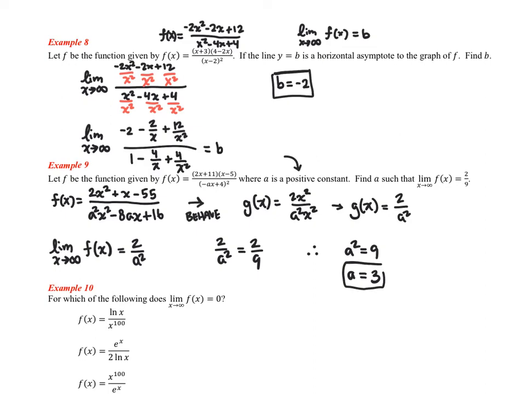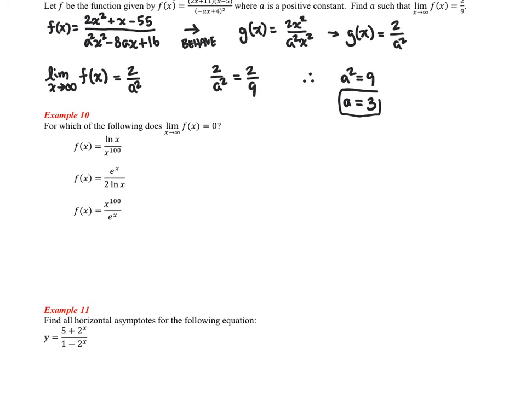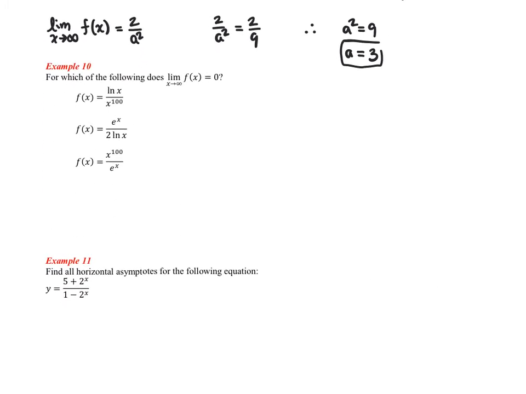Okay, let's take a look at the last two examples here. Number 10, it says, for which of the following does the limit as x approaches infinity of f of x equal 0? So what I'm looking for is a numerator function whose limit, as x approaches infinity, will be overpowered by the denominator.